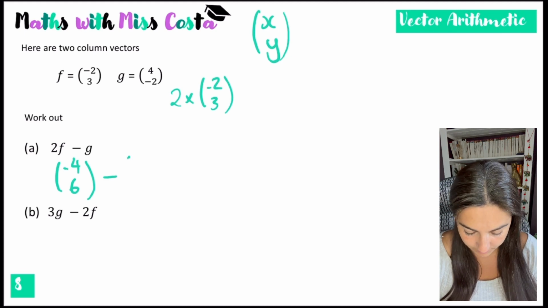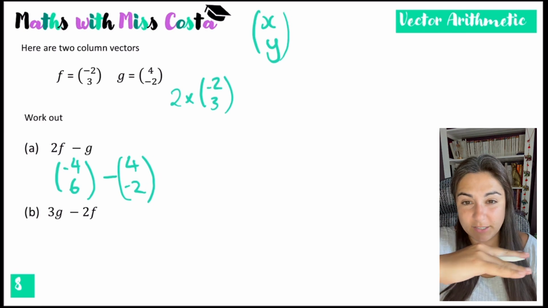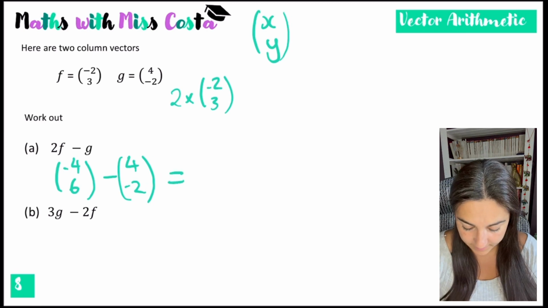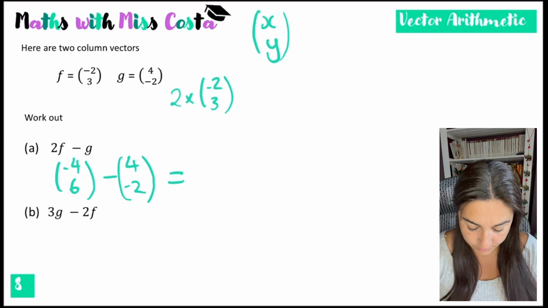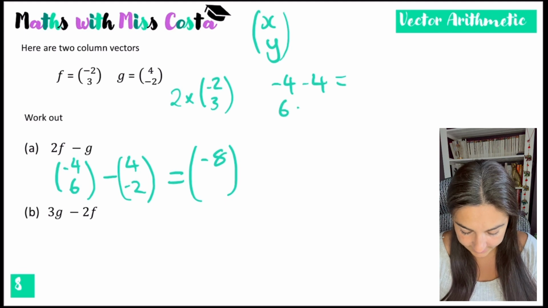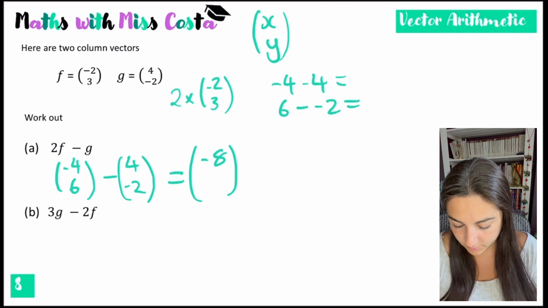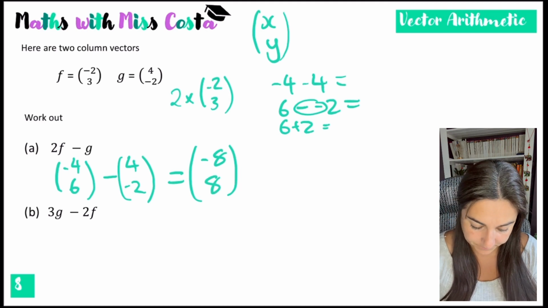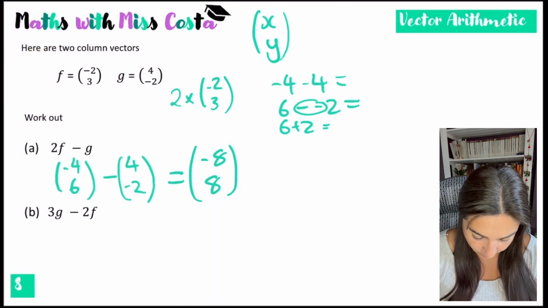g just remains itself. Okay, so when we're subtracting, we subtract the top parts and then the bottom parts. So -4, take 4 is -8. And then 6, take -2. Remember, a negative and a negative make a positive. So that is +8.